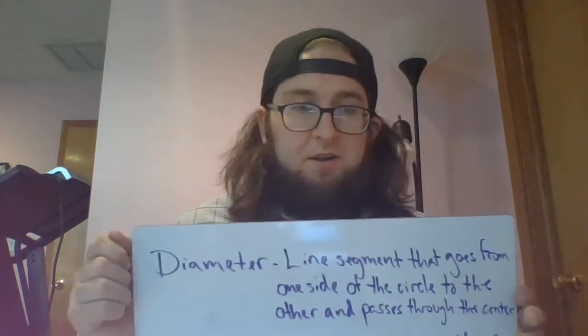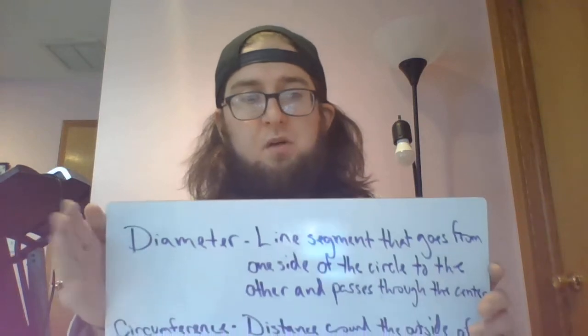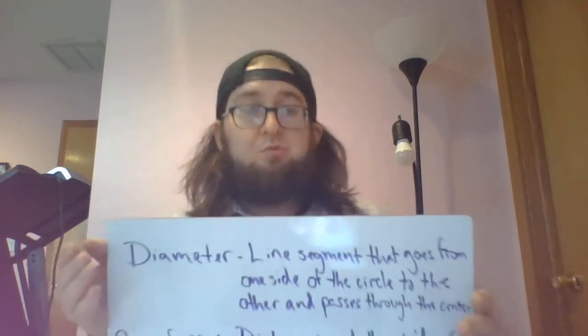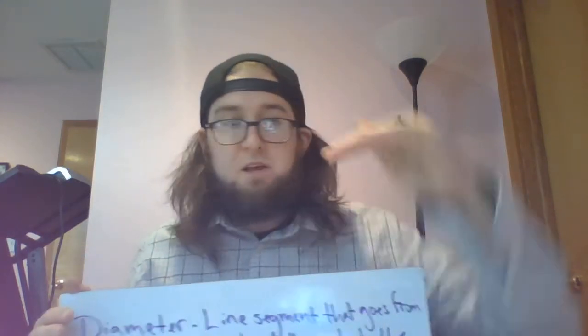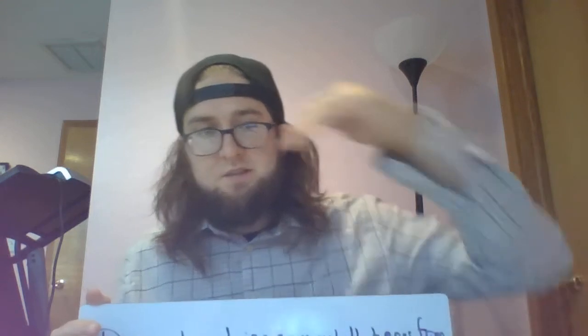So then we have a diameter. And a diameter is a line segment that goes from one side of the circle to the other side, outside, but it must pass through the center. So that means it can't be curved. It's got to be a line. And it's got to go from one side of the outside to the other and pass through the center. There's no way for a line to do that without it being the diameter.